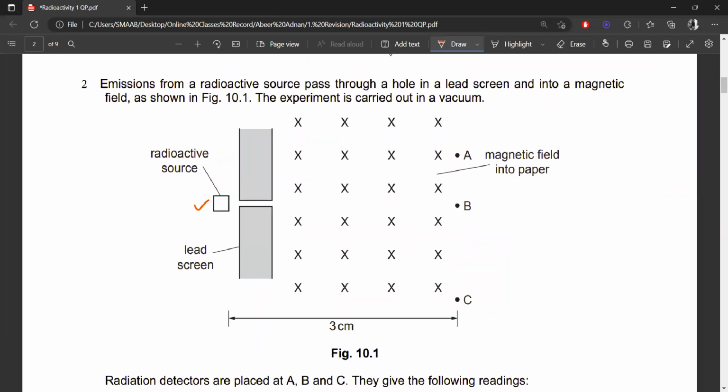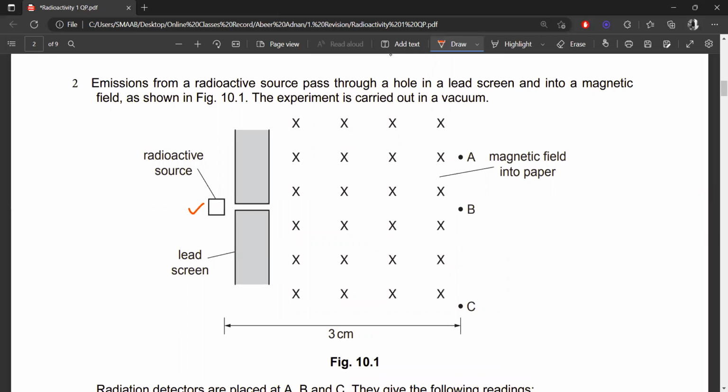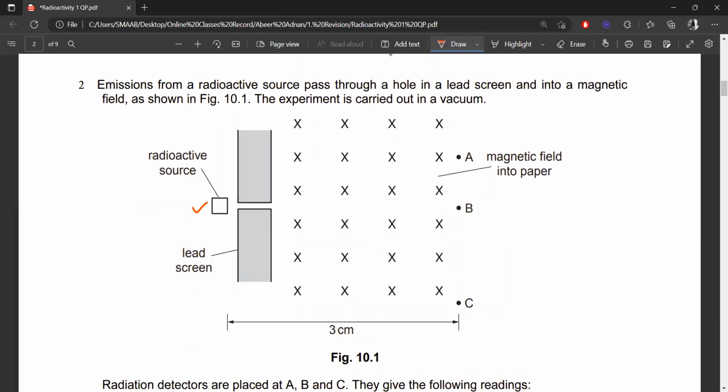Now you need to figure out which type of radiation we are going to receive at A, B, and C. Let's start from B, because B is in front of the radioactive source. Which type of radiation are we getting at B? Gamma, because gamma rays will not deflect in a magnetic field, right? So we are getting gamma over here. And what about A and C?